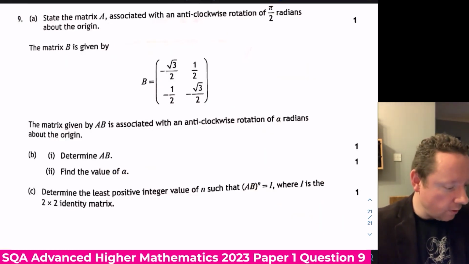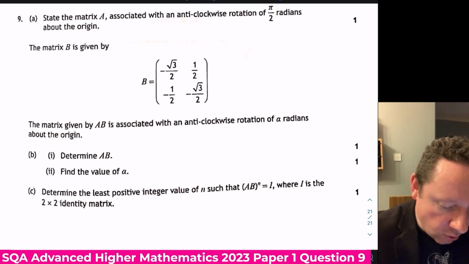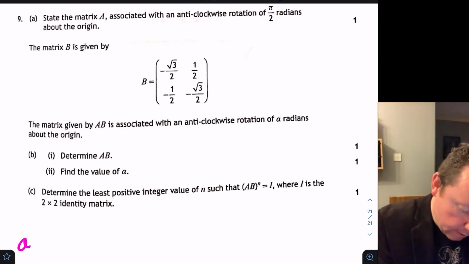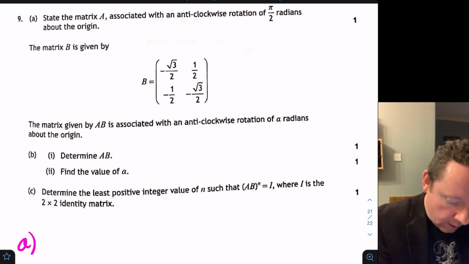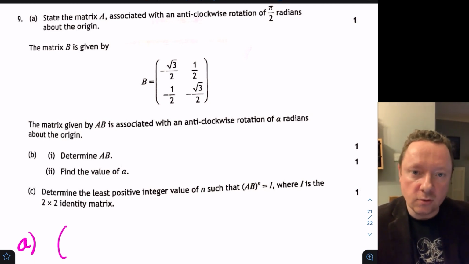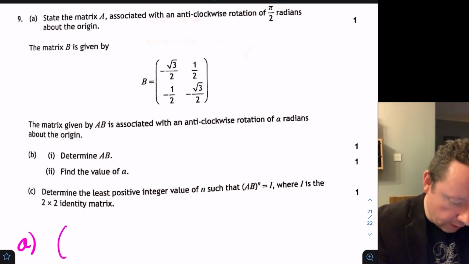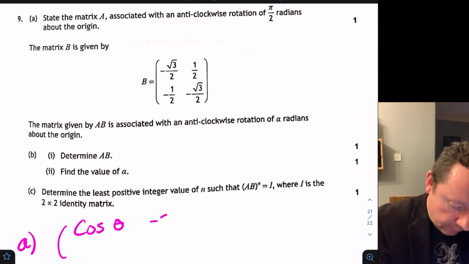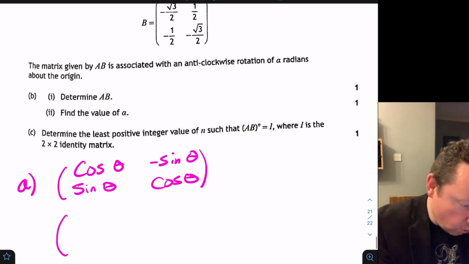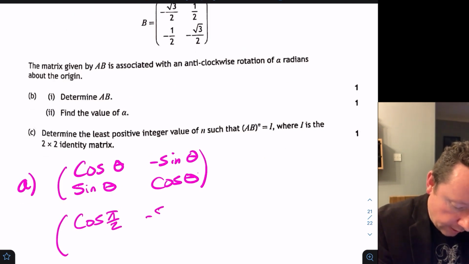SQA Advanced Higher Maths 2023, Paper 1, Question 9. State the matrix A associated with an anticlockwise rotation of pi over 2 radians about the origin. So for part A, we just go to the start of our exam paper, and a rotation of theta anticlockwise about the origin is cos theta, minus sine theta, sine theta, cos theta. So then we can just say our answer is cos pi over 2, minus sine pi over 2, sine pi over 2, cos pi over 2.